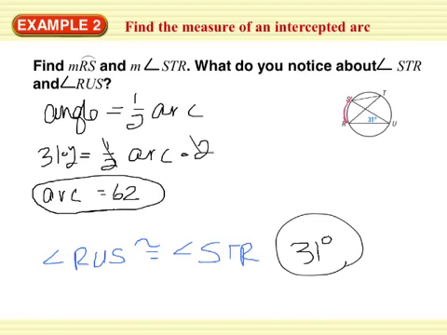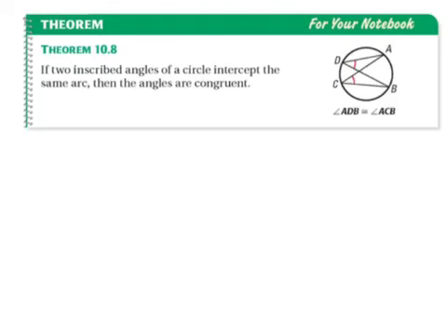So this intercepted arc has two inscribed angles. That angle and that angle. That means those angles are congruent or equal. If two inscribed angles of a circle intercept the same arc, then the angles are congruent. That's just what we proved. So I have an intercepted arc and two inscribed angles here, which is pretty cool. You just have to see them. If they have the same intercepted arc, then the inscribed angles are congruent.